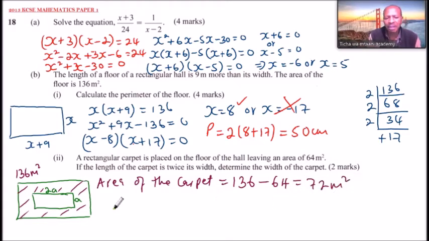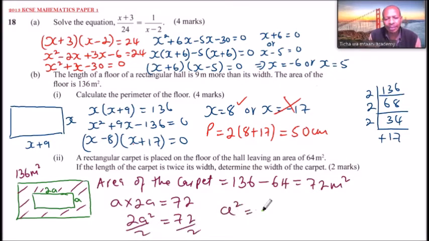If that is the area of the carpet, then we can say A multiplied by 2A, that is length times width of the carpet, is equals to 72. So we get 2A squared is equals to 72, divide both sides by 2, you get A squared is equals to 36. So get the square root for both sides, you get A is equals to 6 meters, which we have defined as the width of the carpet. So that's how you work out that question.